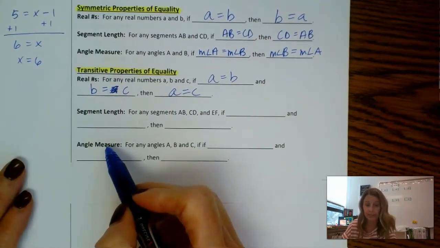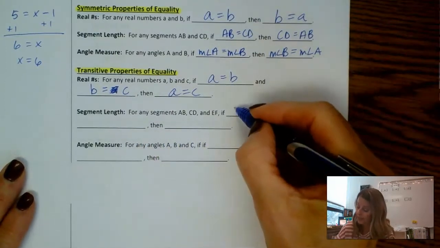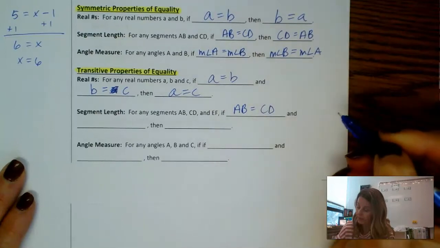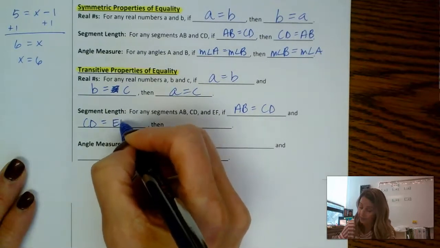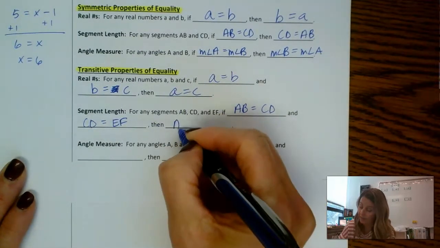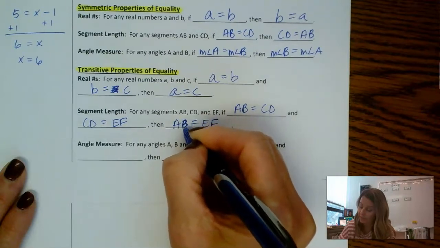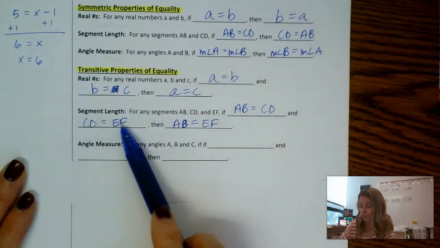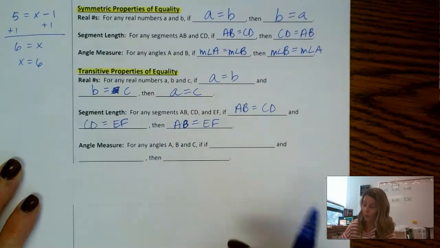So let's go through these last two. For any segments AB, CD, and EF, if the length of AB is equal to the length of CD, and the length of CD is equal to the length of EF, then the length of AB equals EF. It's like saying if 1 equals 2 and 2 equals 3, well then doesn't 1 go straight to 3? So it transfers the equality.